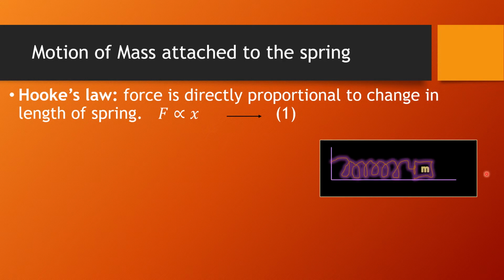Take the mass attached to the spring. If we apply force, it will produce acceleration and move in this direction. So the greater the force, the greater the acceleration and the greater the displacement or change in length. By removing the proportionality symbol, we get equality and k, the spring constant.